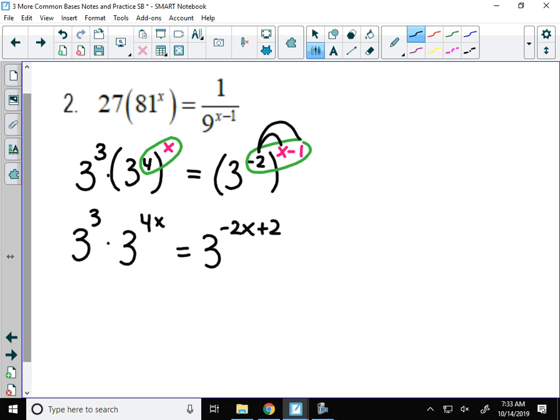Now, just like number 1, on the left-hand side, I can simplify, because these have the same base, I can simplify by adding the exponents together.